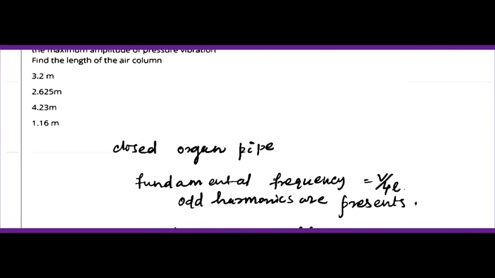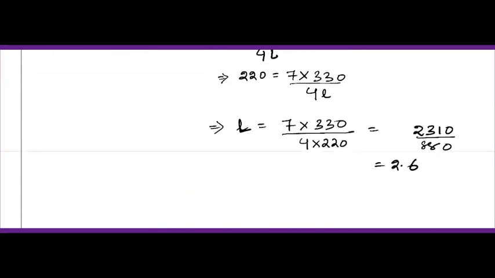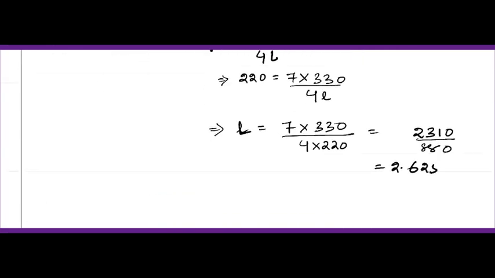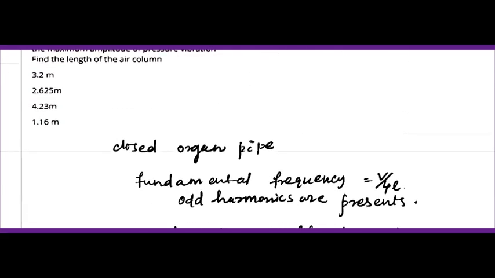Hence we have to calculate whether it is a meter. It is meter, okay, 2.625 meter. So finally the length, that is the length of the air column, is 2.625 meters. So here option 2 is the correct one.